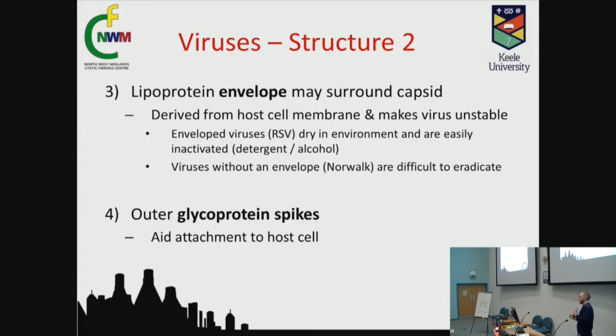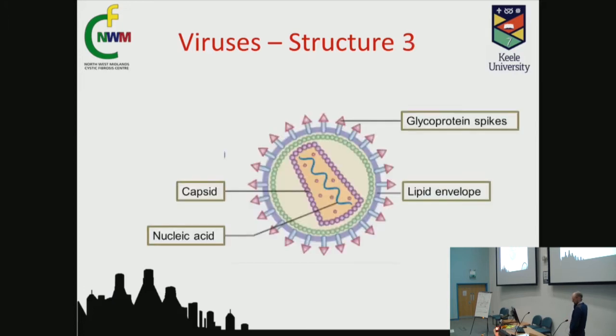Now that's in contrast to viruses that don't have envelopes, like the Norwalk virus, and they're very difficult to eradicate from the environment. So in terms of the envelopes, those viruses that don't have the envelope are much more difficult to get rid of. And then on the absolute outside of the viruses is an outer layer of glycoprotein spikes that aid attachment to the host cell.